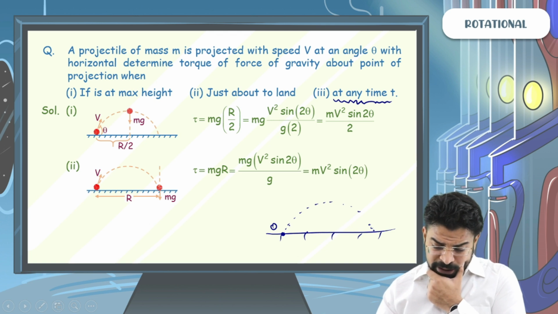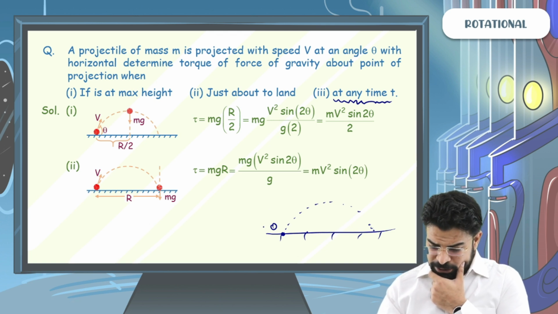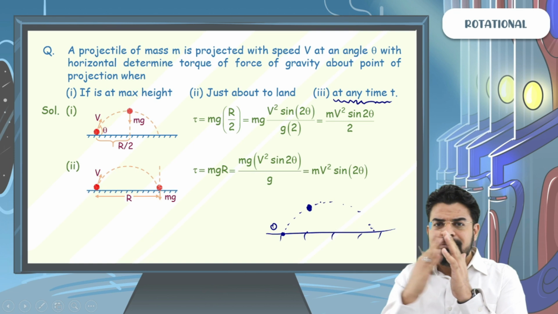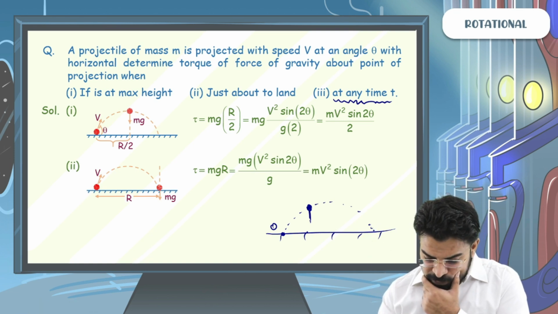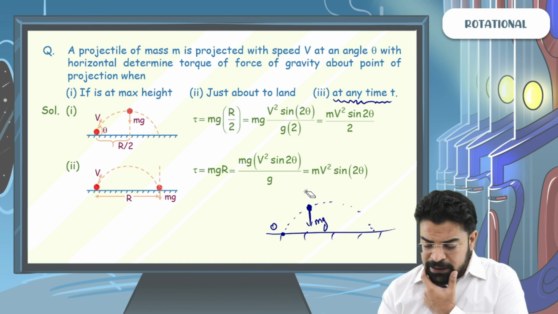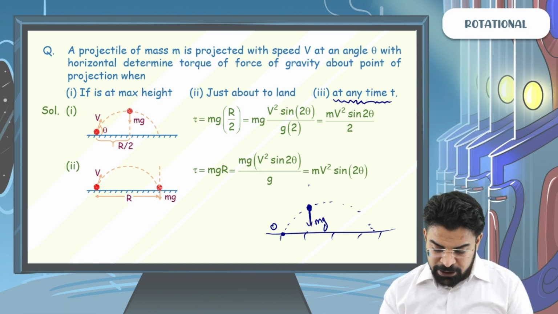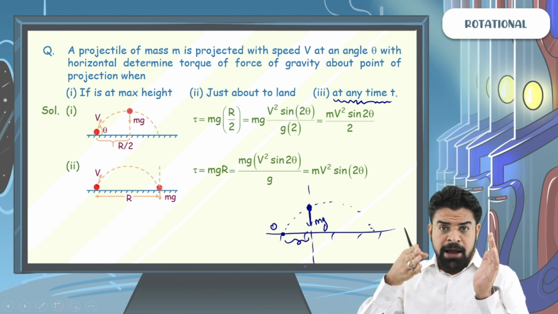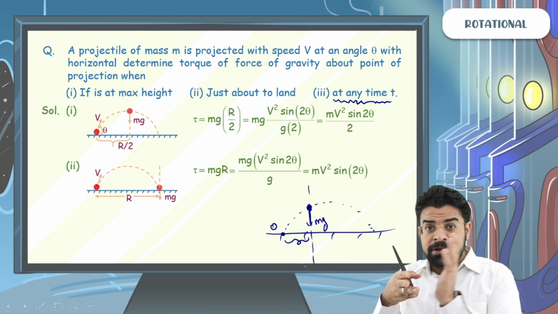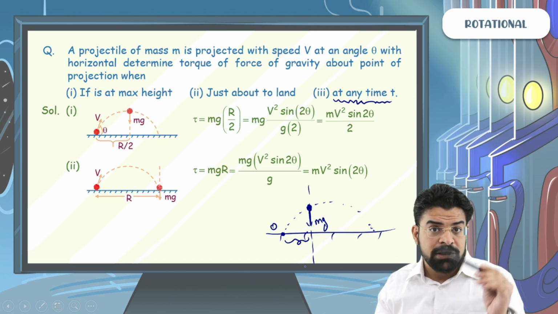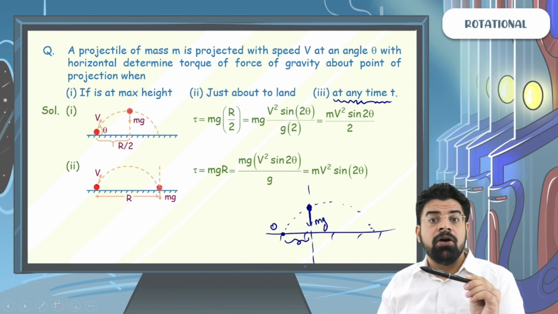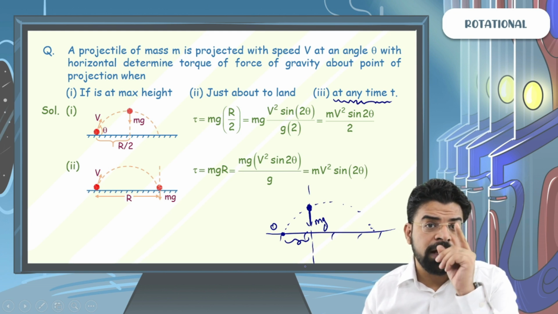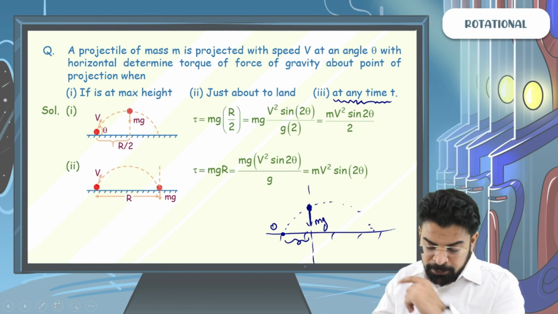How to write the torque at any time t? So let's say at any time t the projectile is here, not at maximum height, not just about to land, at a random point. Now the force of gravity will be downward. At any time t, can you guys tell me what will be this length perpendicular? Extend the line of action of force and drop a perpendicular, that will be the length perpendicular. We can write torque as length times force perpendicular or as force times length perpendicular, and to use force times length perpendicular you should extend the line of action of force and then drop a perpendicular.